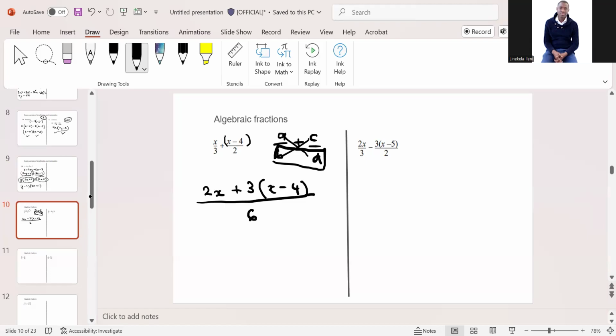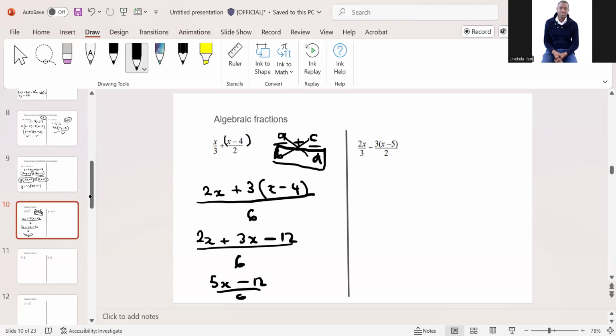Now that's not simplified because you need to simplify it. So you can obviously see if you can collect any like terms. So yes, we can expand this, and then we're going to end up with 2x plus 3x minus 12 over 6. You could have skipped this step and just gone straight forward. So 2x plus 3x will be 5x minus 12 over 6. It's as clear as that.